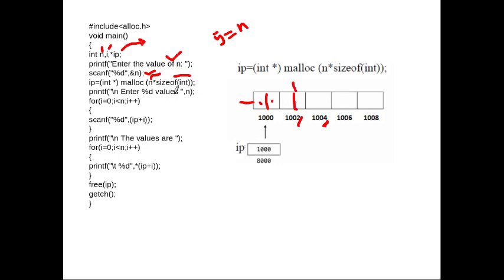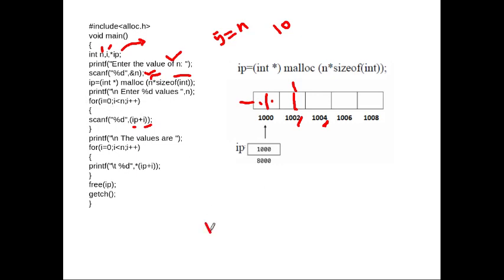After allocating, we ask the user to enter the information. First, he will enter, say, the value 10. That 10 will be stored in this particular memory location. How do we access this memory location? In ip we have the starting memory location address. So ip plus i, and what is the value of i? The first time the value of i is 0.